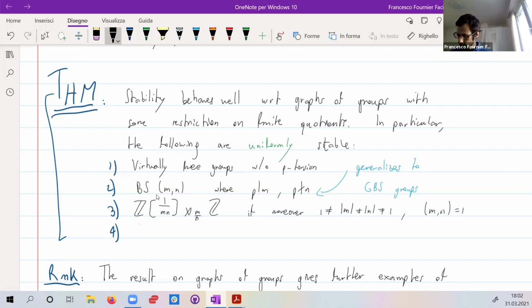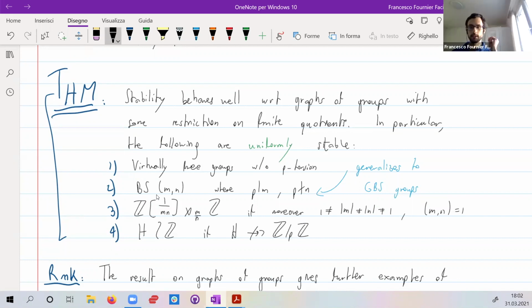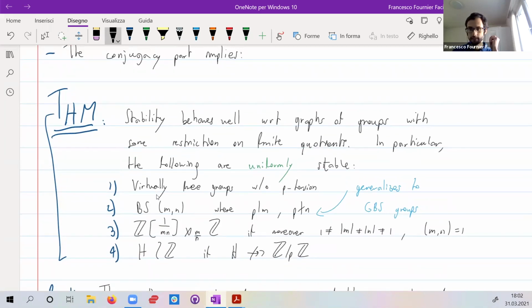And then we also have some lamplighter groups. So H wreath product Z, if you assume that H does not surject onto Z mod pZ, then this is also uniformly stable. Okay.